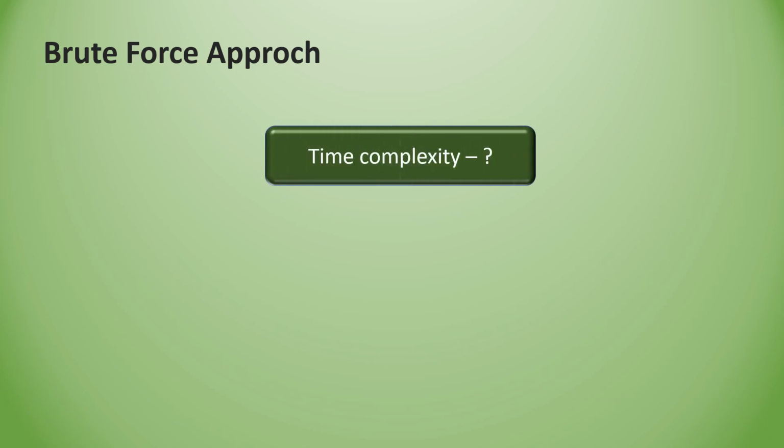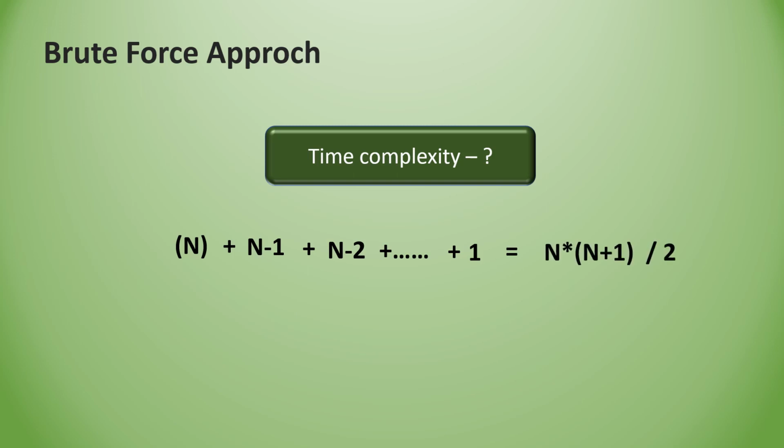Okay? What about the time complexity? There are n subarrays starting with the first element and n-1 subarrays starting with the second element. Similarly, there is only one subarray starting with the last element. So what do we observe? We observe this is the sum of the first n natural numbers. Hence, the time complexity is n square.